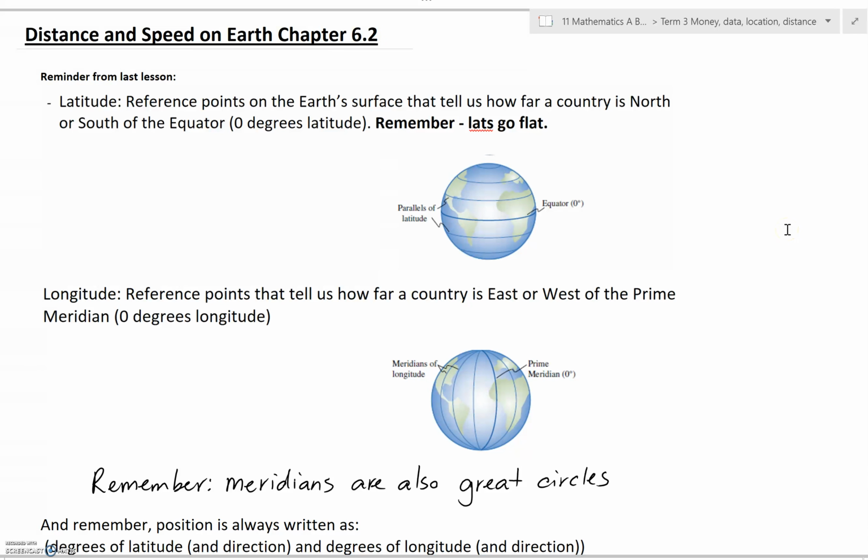Hi everybody, welcome back. So this is our continuation of our topic of using distances and speeds on Earth's surface and other information about the Earth's surface to calculate various information.